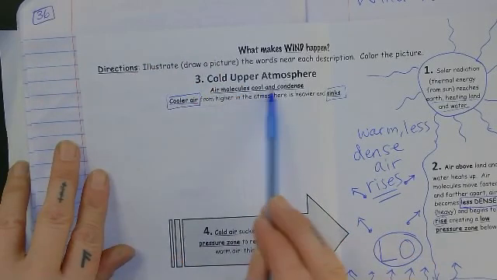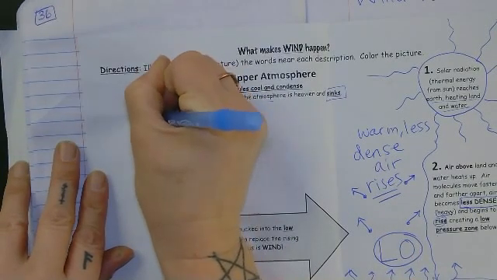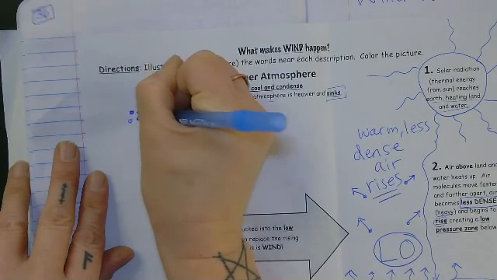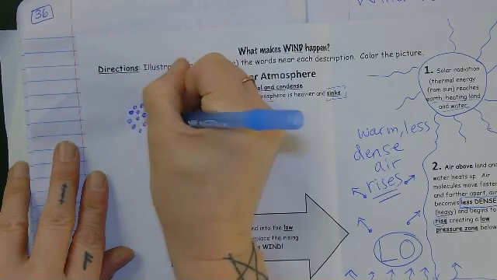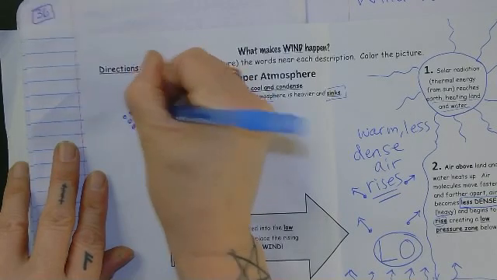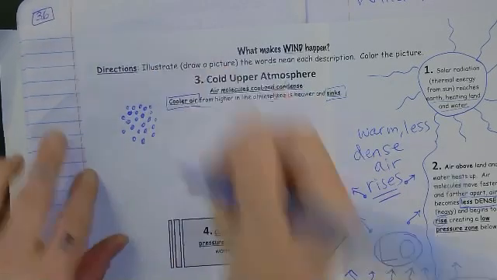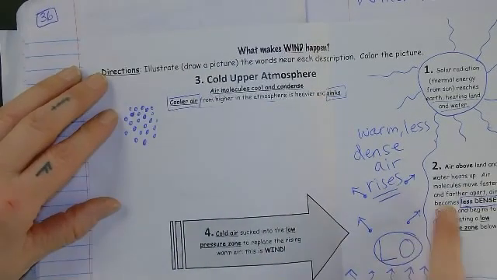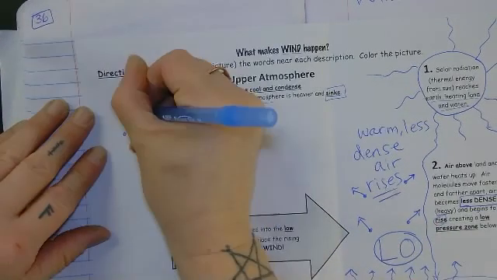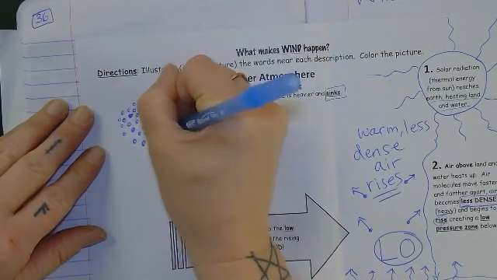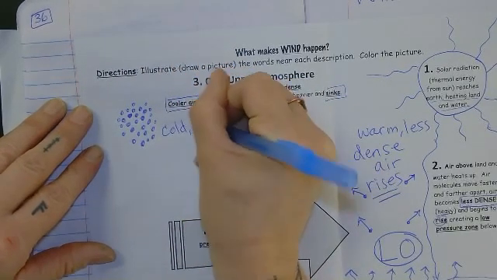Let's go ahead and draw what we just read. We're going to draw some air molecules cooling and condensing. So we should remember that when molecules condense, they come together. They come closer together and they pack in there. Lots of them packed in. So let's go ahead and draw some molecules packing in and being very dense. So this blob of air over here is more dense than this blob of air over here, because this one only has a few molecules and this one has lots of molecules.